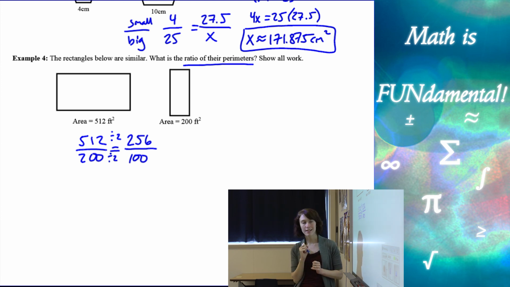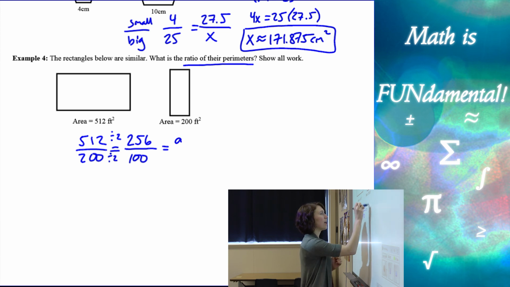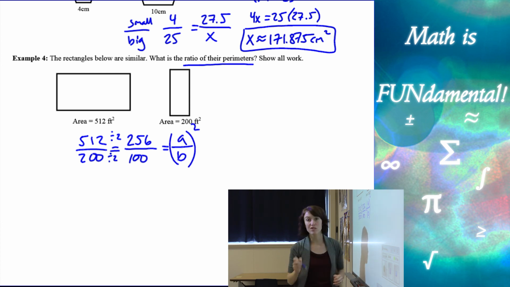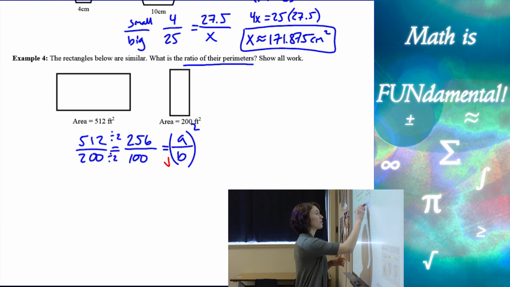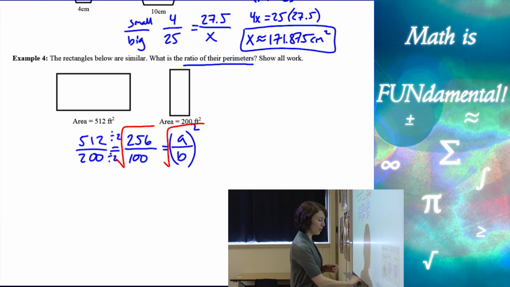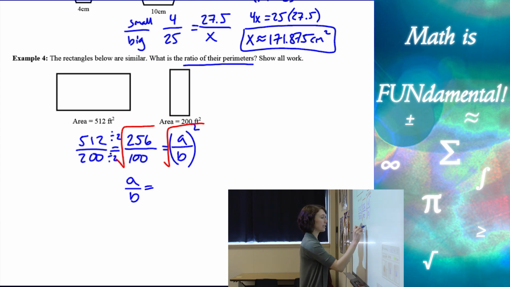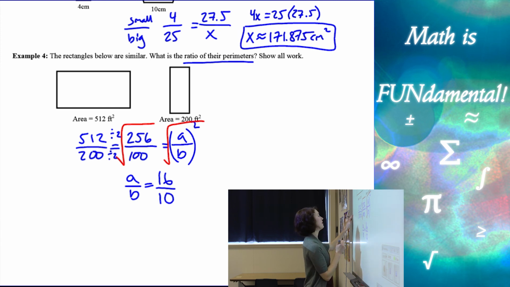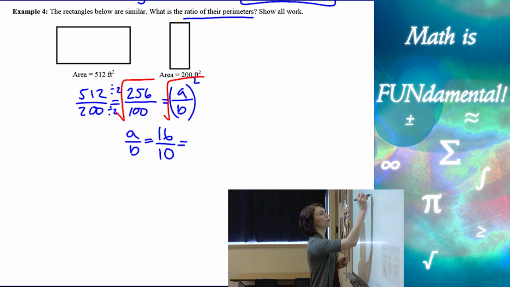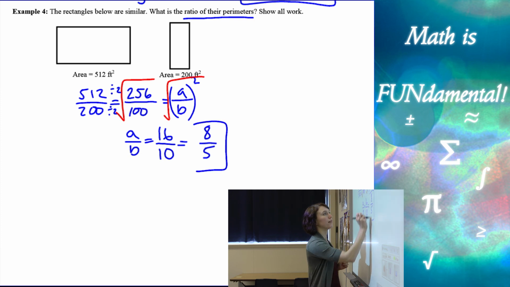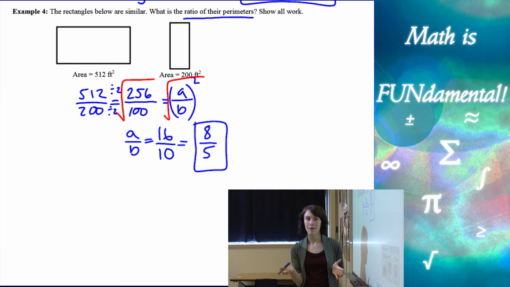and that's going to be 256. All right, and then if I set that equal to a squared over b squared, or a over b squared, like this, I can solve for a over b by square rooting both sides. So I can take the square root of both sides, 256. The square root of 256 is 16. Square root of 100 is 10. And we should simplify that to 8 over 5. And there's the ratio of our perimeters.